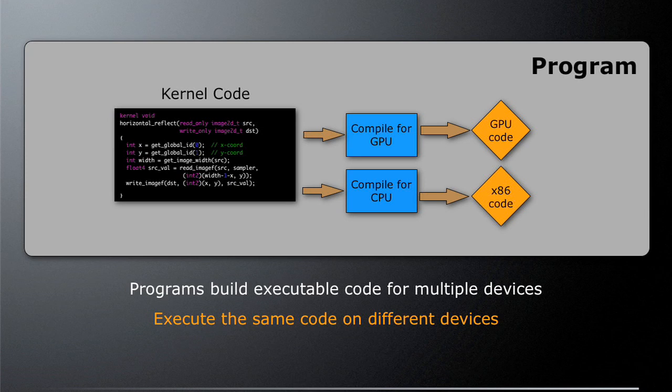Programs build executable code for multiple devices. The key point here is that you can have the same high-level code run on multiple different devices, because at runtime, we can compile the code for the devices that we have. So you could even have a system with any number of these devices: a GPU, an x86 CPU, and even a DSP. So you would have three different sets of code in that situation.